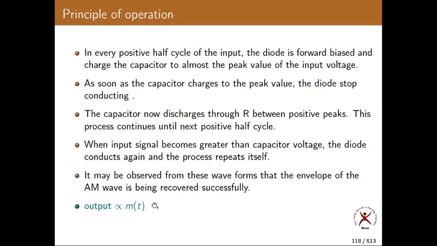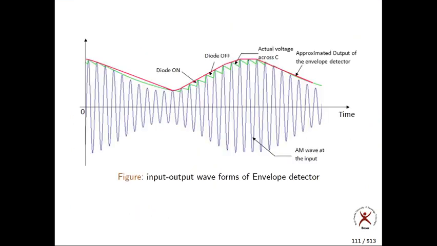So the output will be proportional to your message signal. Here the output is not exactly the message signal, but it is proportional to the message signal. Can you tell me what is the output of this ED? I told you in the last classes, you get 1 plus Ka M of t. So some DC shift and some Ka into M of t. Anyway, that won't be a problem, so you can recover successfully.